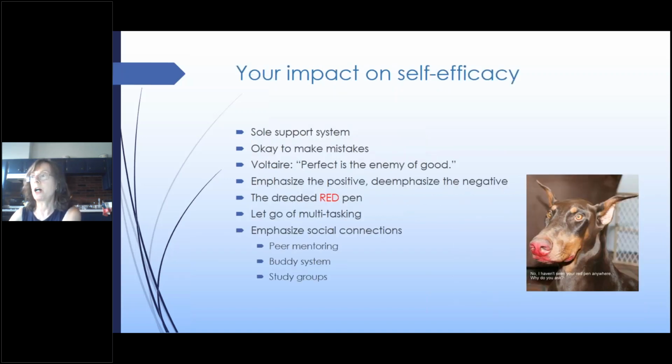So I'm going to give an example here of the impact on self-efficacy. These are ones that I gathered from the Learning Disabilities Conference. Again, in some cases, you may be their sole support system. Sometimes they have no family or friends to whom they can turn for any words of encouragement or support. You're it. So show students that it's okay to make mistakes.